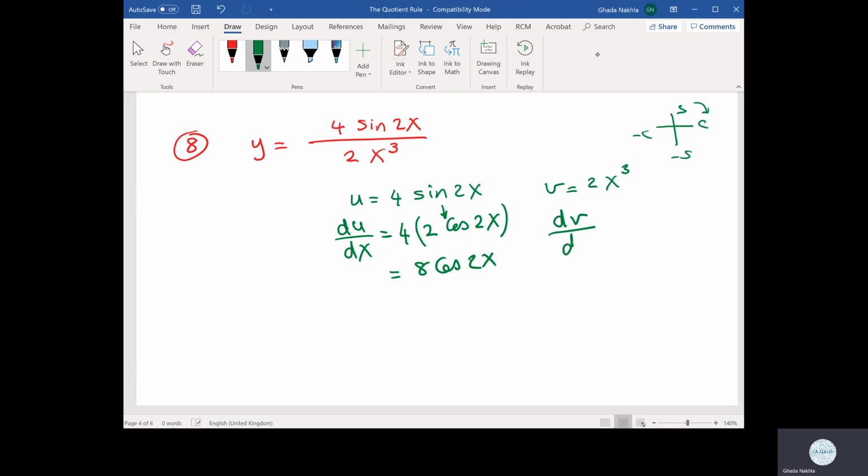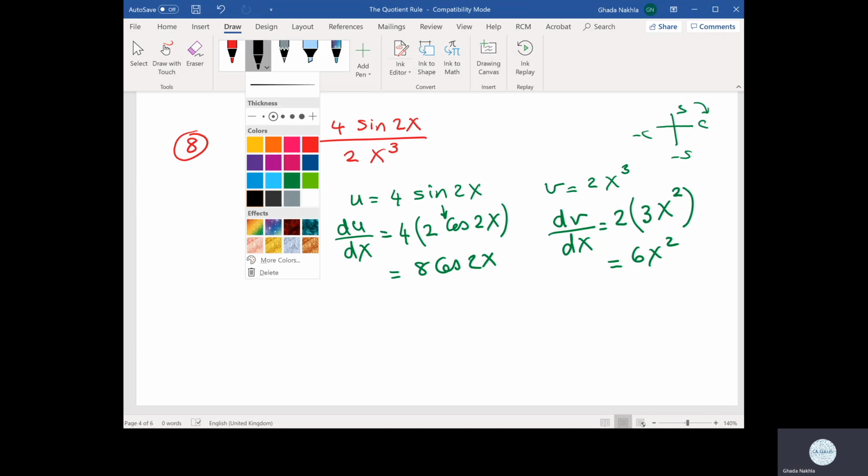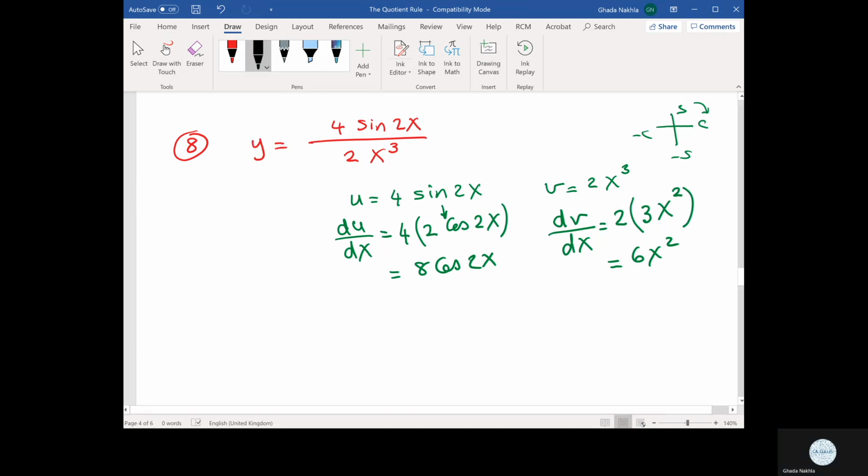dv by dx. Straightforward. Leave the 2 alone and then differentiate with respect to x, meaning you only differentiate the x. So it's 3x, drop the 3 into 2, decrease the power, which is 6x squared. 2 times 3 is 6. And then you apply the quotient rule.